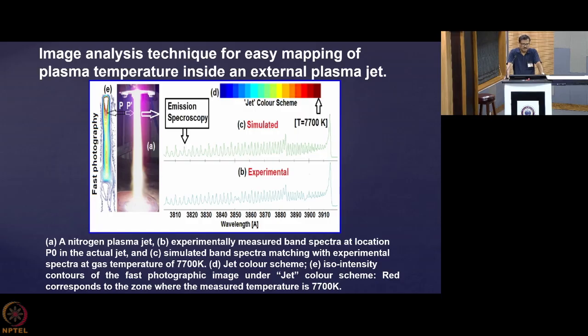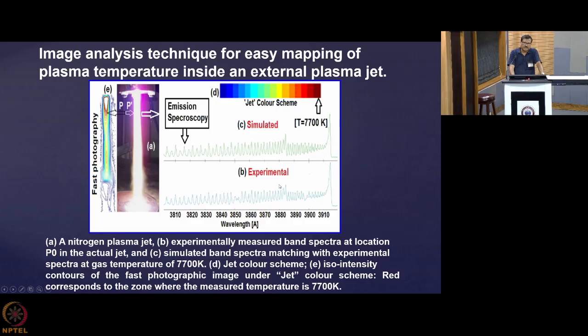In this figure, what we are seeing is a nitrogen plasma jet in figure A, then the experimentally measured band spectra at this location, which we are showing by this P. This is the spectra that we have got, and from the structure itself you can see that this is a band spectra. And then this one is the simulated spectra.